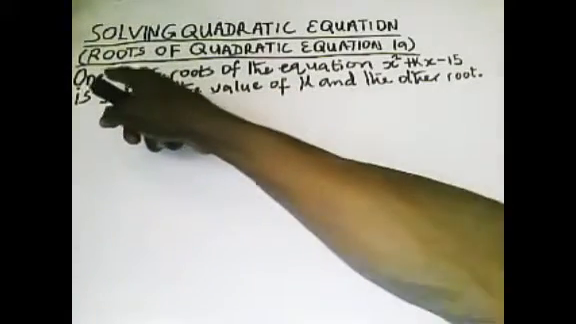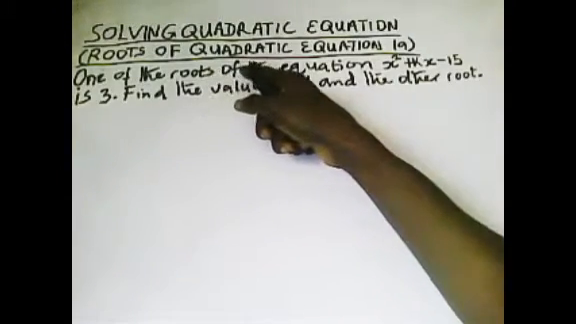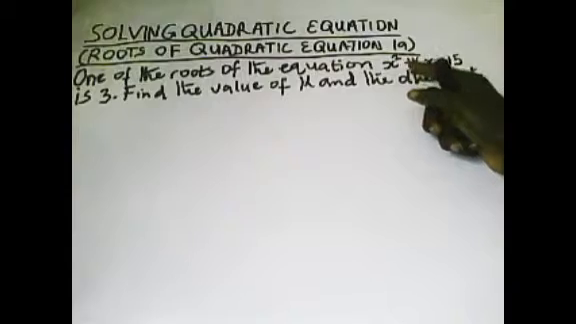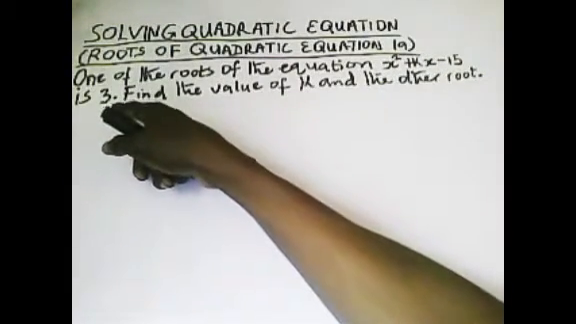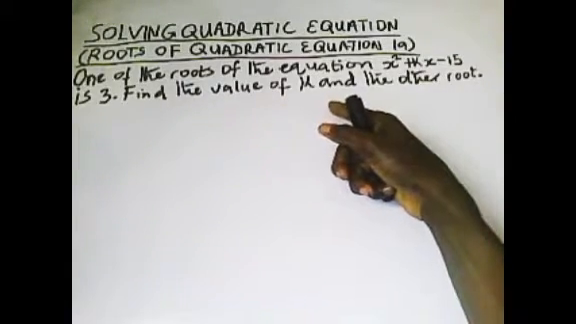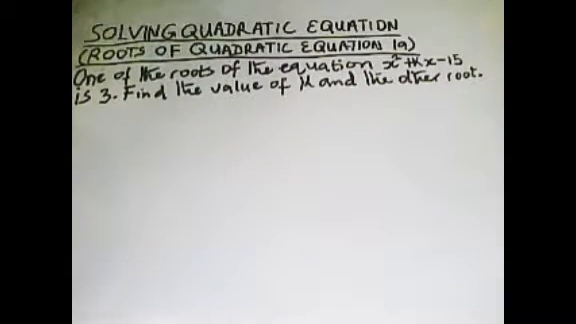Now the question says one of the roots of the quadratic equation x squared plus kx minus 15 is 3. Find the value of k and the other root. Now, how do we approach this question?